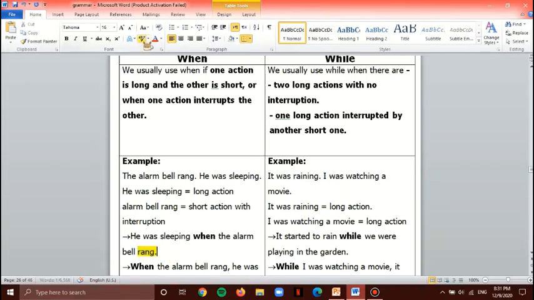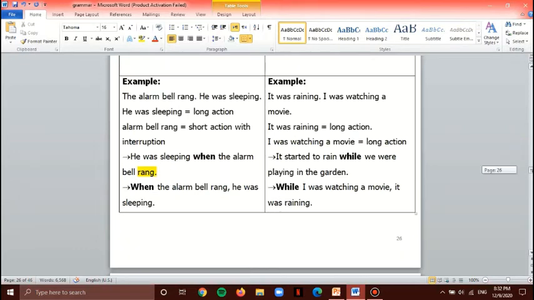Do you see this? This verb is in the past simple tense, right? So the short action always happens in the past simple tense. So I use when before the past simple tense. Okay? So we said again, I use when I'm describing two actions. One is a short one that interrupts the other long action, and I put when before the short action. He was sleeping when the alarm bell rang, or when the alarm bell rang, he was sleeping.